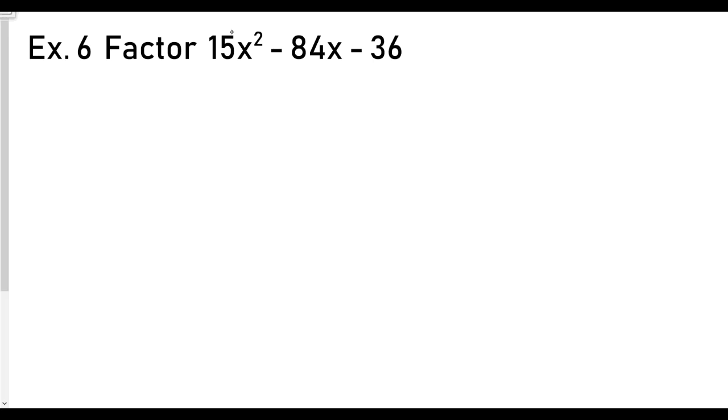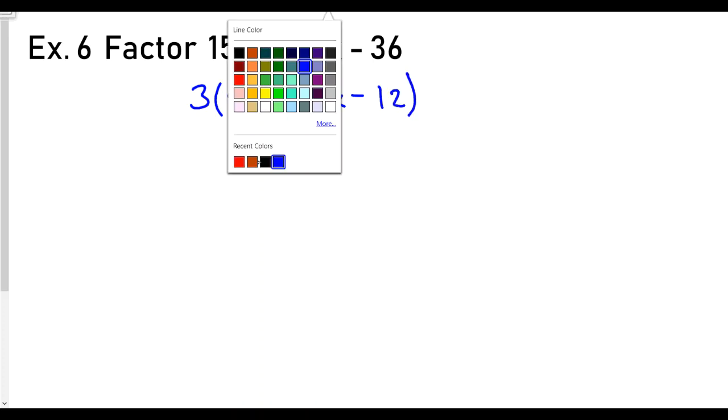So if we look at 15, we've got 5 and 3. 84 and 36 are not divisible by 5, but maybe by 3. Use a calculator and check. 84 divided by 3 gives you 28. So guess what I can do? I can factor a 3 out. So this becomes 5x squared minus 28x, and then minus 36 divided by 3 is going to give you 12.